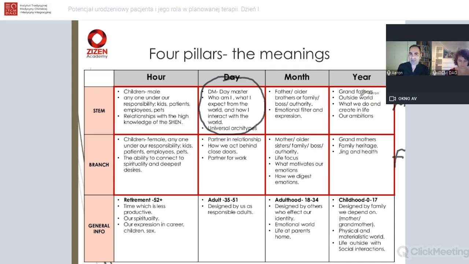Okay, so the grandfathers or grandparents represent who was taking care of the little baby, because in the past, the grandparents took care of the children because the parents had to go to work. So the grandmother and the grandfather, they grew the children. So they have the strongest influence. Okay, so the stem will be grandfather, and the branch will be grandmother, and family heritage, and the genes, and the health, the basic health, the physical health.